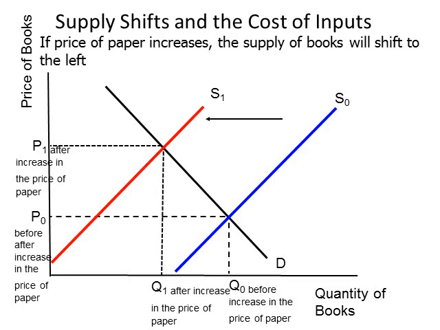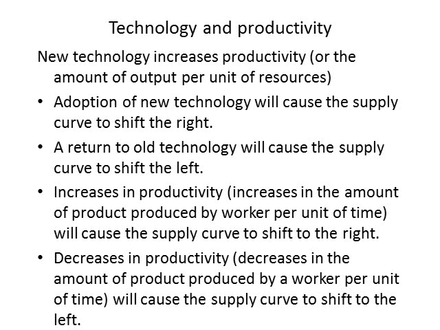As a result of the decrease in the amount of books offered for sale, the supply curve will shift to the left. In the example in the diagram above, the supply curve will shift from S0 to S1. The shift from S0 to S1 will cause the equilibrium price to increase from P0 to P1 and the equilibrium quantity to decrease from Q0 to Q1.